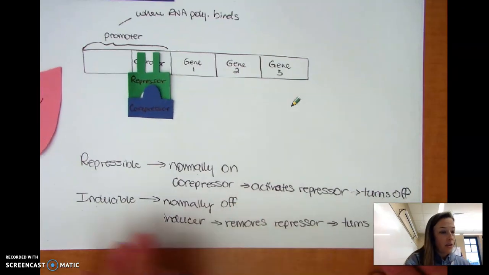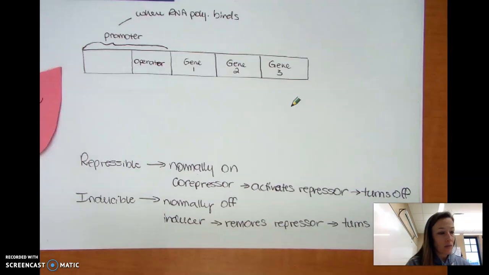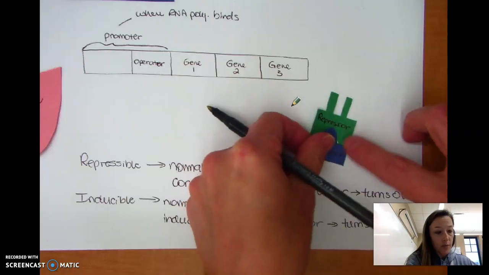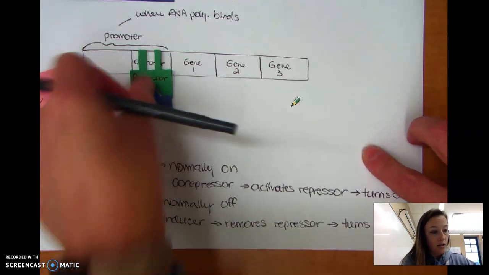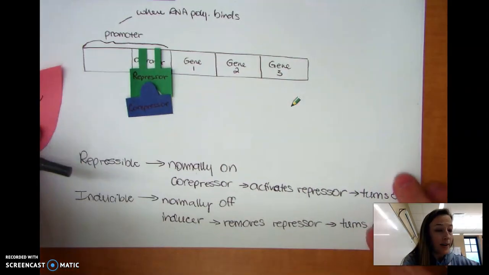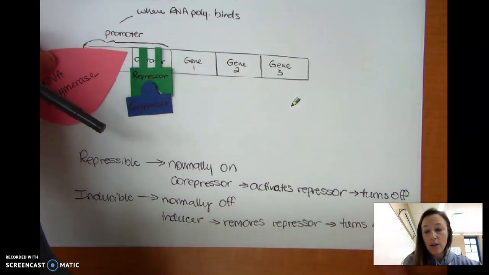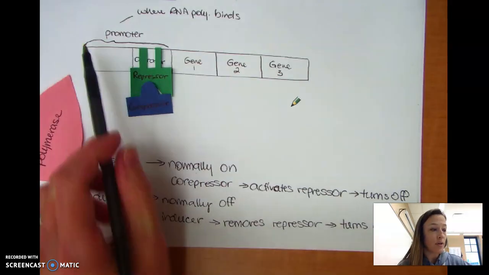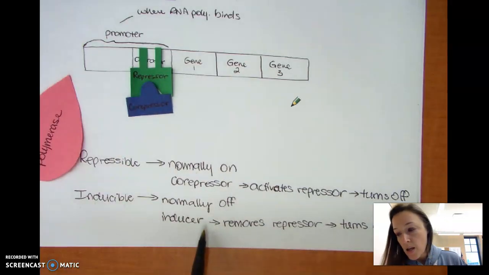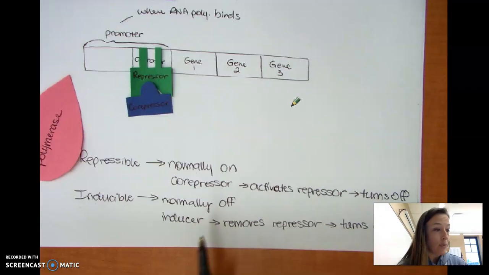Okay, so normal state there, it's on, RNA polymerase can bind and do its thing. When we want to turn it off, the co-repressor binds to the repressor. It attaches to the operator, and now the RNA polymerase can't bind, and so that turns the operon off. So the three main parts: promoter, operator, and co-repressor. All right, I can give an example of a repressible operon.